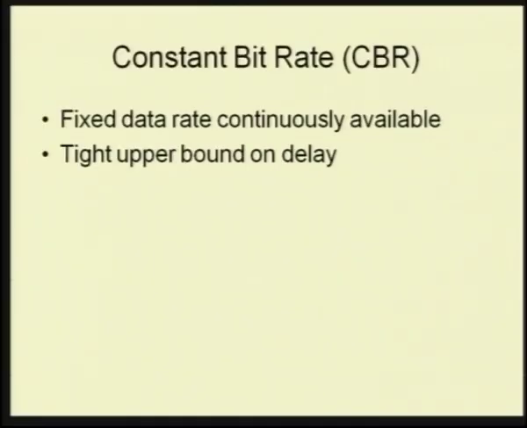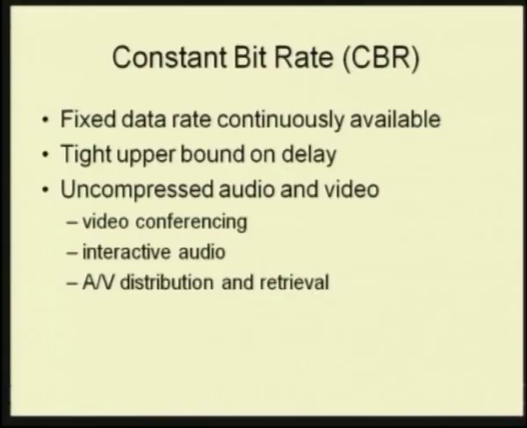We have been looking at the different service categories provided by the ATM protocol. We said we have something called constant bit rate, variable bit rate and so on. Let's take a look at the characteristics of each of these. When I say constant bit rate, it means a fixed data rate is continuously available. This also means that I have a tight upper bound on the delay, because data is coming in constantly. So, I cannot afford to have delay. Typically uncompressed audio and video, video conferencing, interactive audio, audio video distribution and retrieval, all these are applications which typically require a constant bit rate.